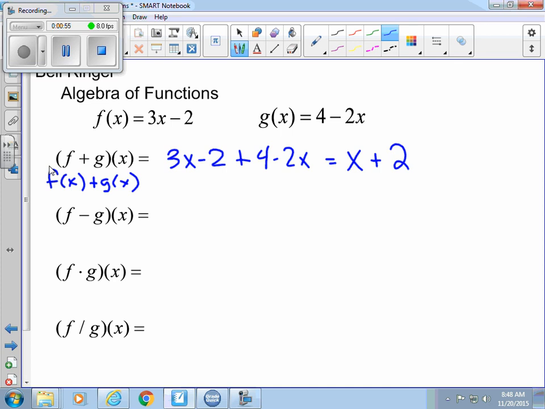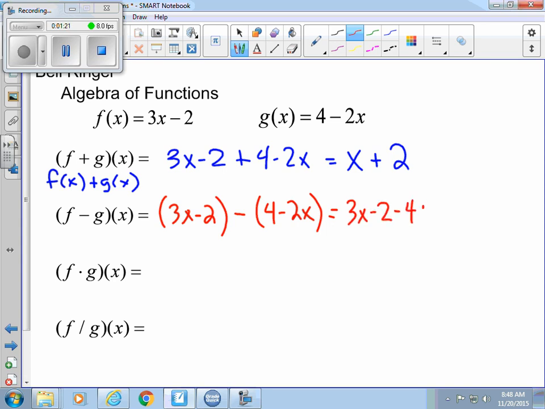Good? The next one. What do you have to be careful about with subtraction? Parentheses. Why do you use parentheses? Yeah, the negative needs to be distributed to both the 4 and the negative 2. So I have 3x minus 2 minus 4 plus 2x. Combine like terms, and I get 5x minus 6.